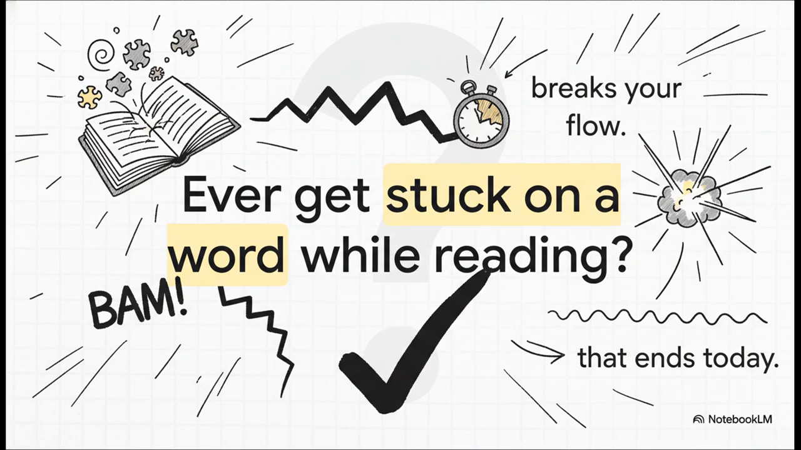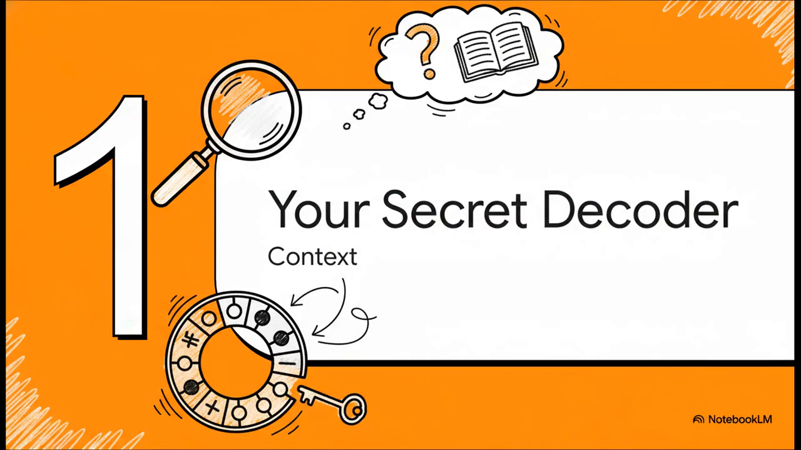You know that feeling, right? You're cruising through a great story, and then, bam, you hit a word that just stops you in your tracks. It's so frustrating, totally breaks your concentration, but hey, that's all about to change. So, what if I told you that most of the time, the author has already left you a secret decoder ring? Seriously, the solution is actually hidden in plain sight, right there in the words around the tricky one. And that secret weapon is called context.